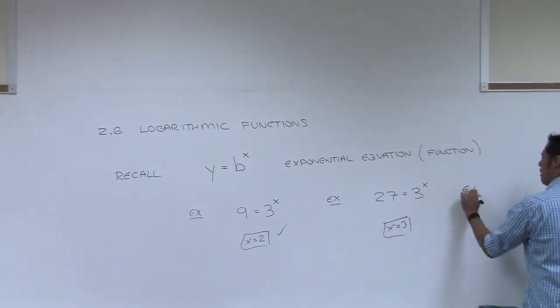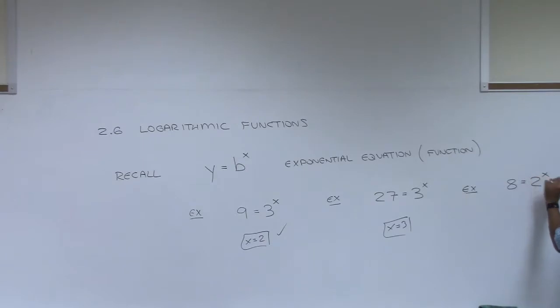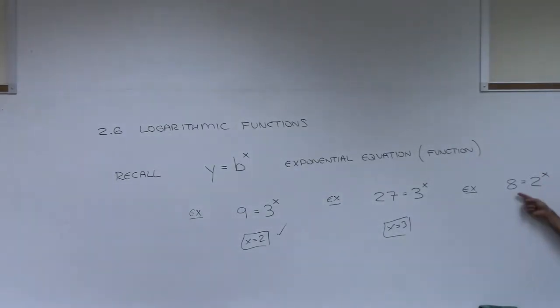Let me do another one. How about 8 equals 2 raised to the x? Again, listen to the language here: 2 raised to what power is 8? 3, right? 2 times 2 times 2 would give you 8.